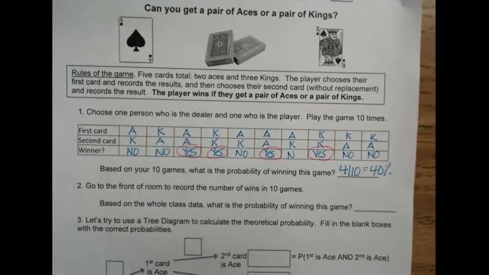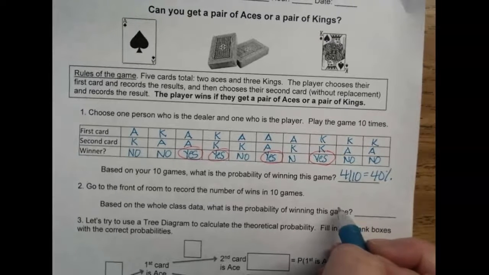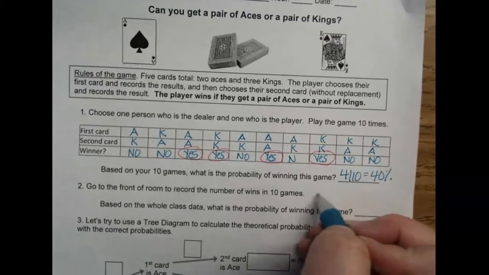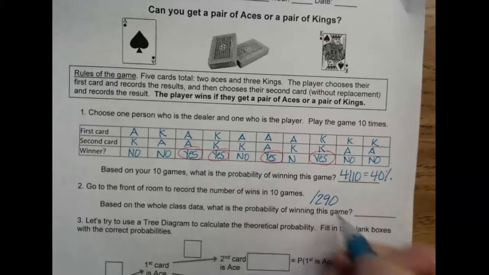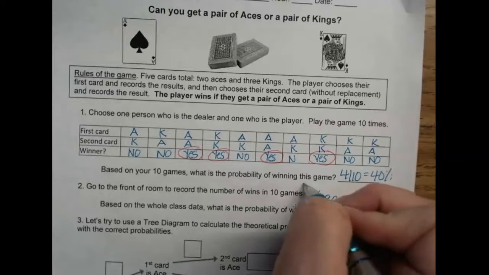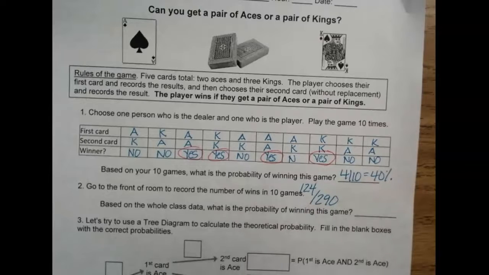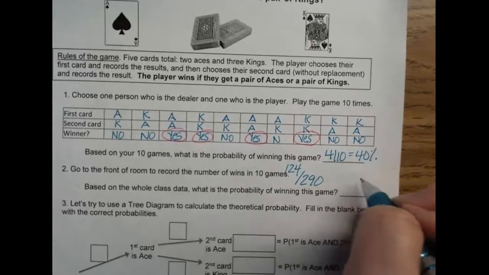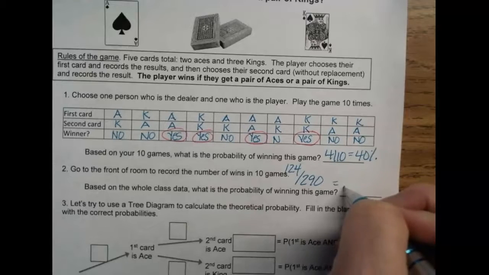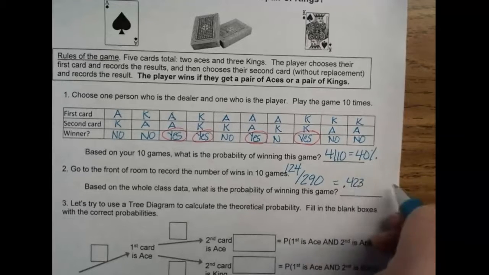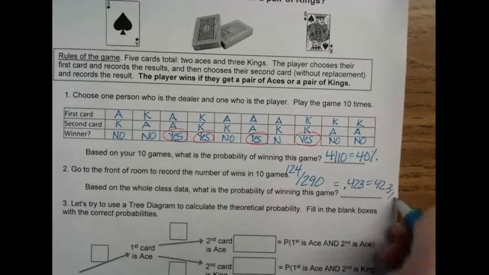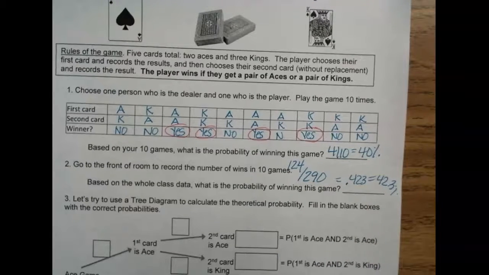Alright, in our class, there were 29 people and each person played the game 10 times. So we had 290 rounds played. Of those 290 rounds, 124 of them were winners. And when you calculate that out, we got 0.423. So about 42.3% wins. Okay, so that's our experimental probability.